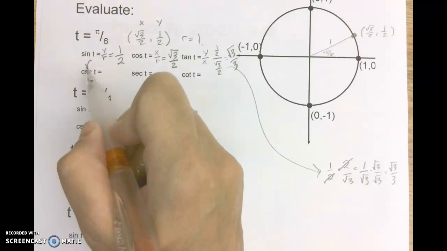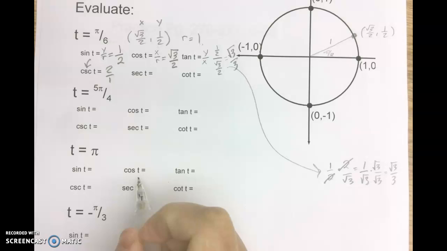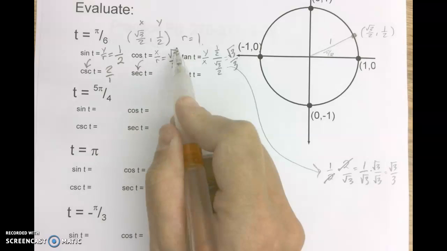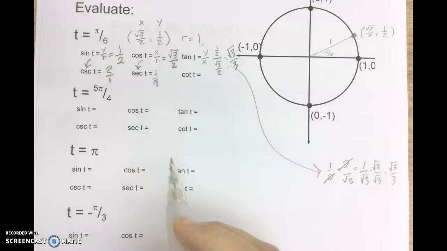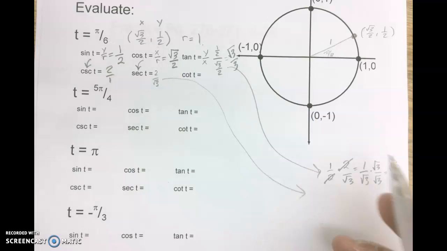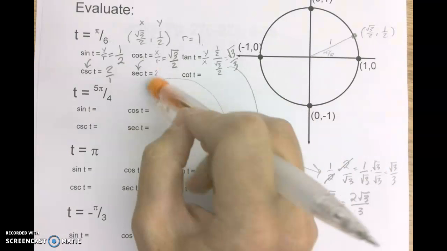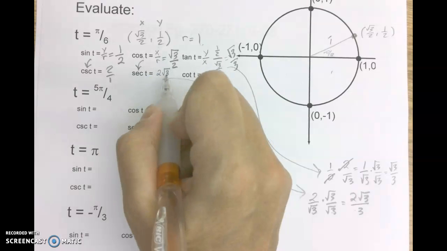Cosecant is the reciprocal, so the reciprocal of 1/2 is 2 over 1. Secant is the reciprocal of cosine, so the reciprocal of the square root of 3 over 2 is 2 over the square root of 3, but we can't leave it like that. We have to rationalize it. So I've got 2 square roots of 3 over 3.